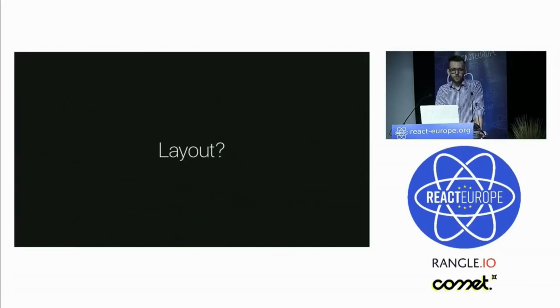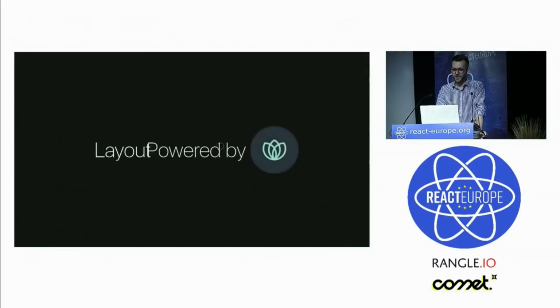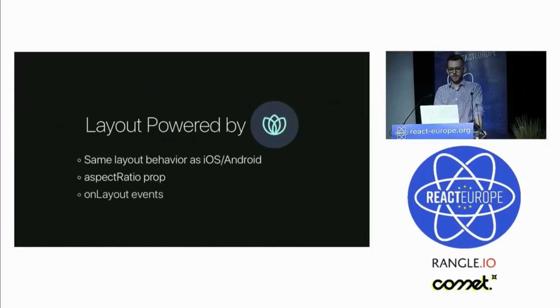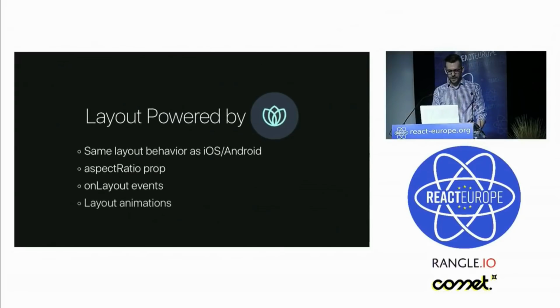Moving on, about layout, well, I got to work on another idea that I had previously. Layout is also powered by Yoga, which provides the same layout behavior, so there's less of those quirks that you need to worry about. You get the aspect ratio prop. You get onLayout events that are fired at the correct time, which is actually before everything is rendered. And you can even get layout animations, because you have the values, so you can calculate the animations before the layout is applied, and apply them as animations instead of just applying them purely as layout.